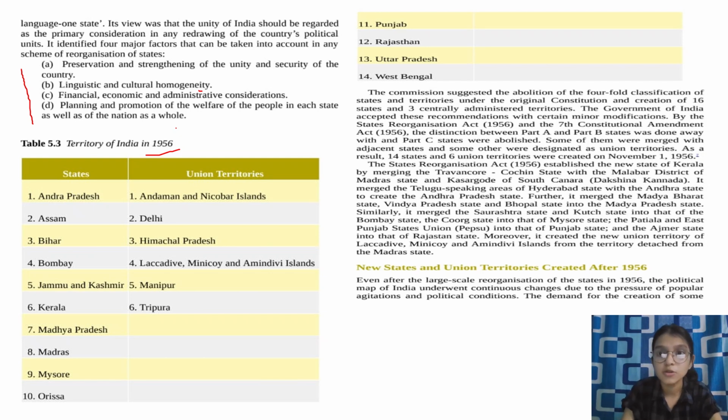The Commission suggested the abolition of the fourfold classification of states and territories in the original constitution, creation of 16 states and 3 centrally administered territories. The fourfold classification that we have, this Commission has suggested that we should lessen it, and we should merge some of the states together, and we should change the union territory, and we should do changes with the threefold classification that we have already made.